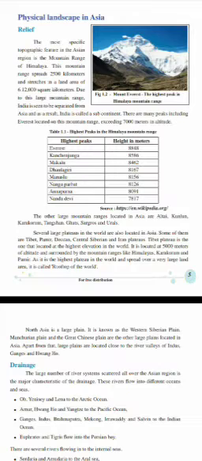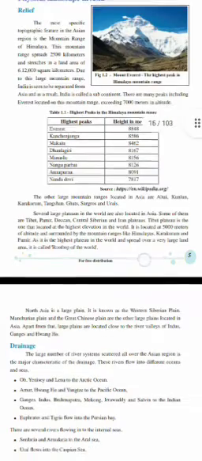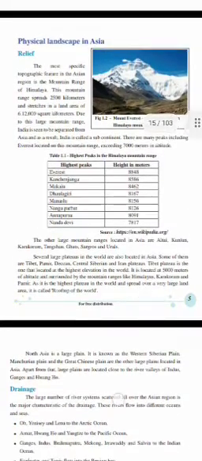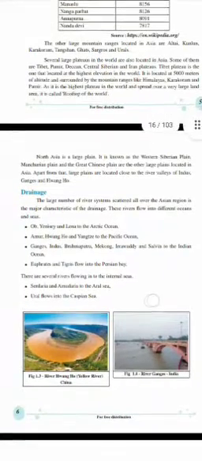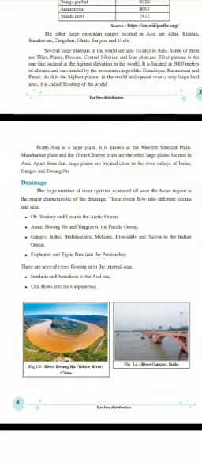Now let's talk about plains. What is a plain? A broad area of relatively flat land. The largest plain in Asia is the Western Siberian Plain, and it is known as the North Asian Plain.